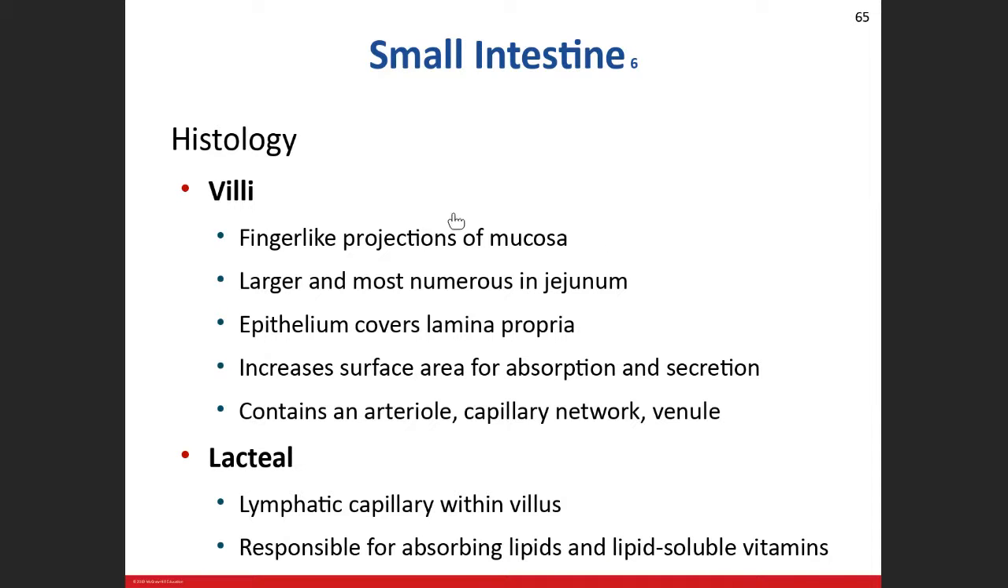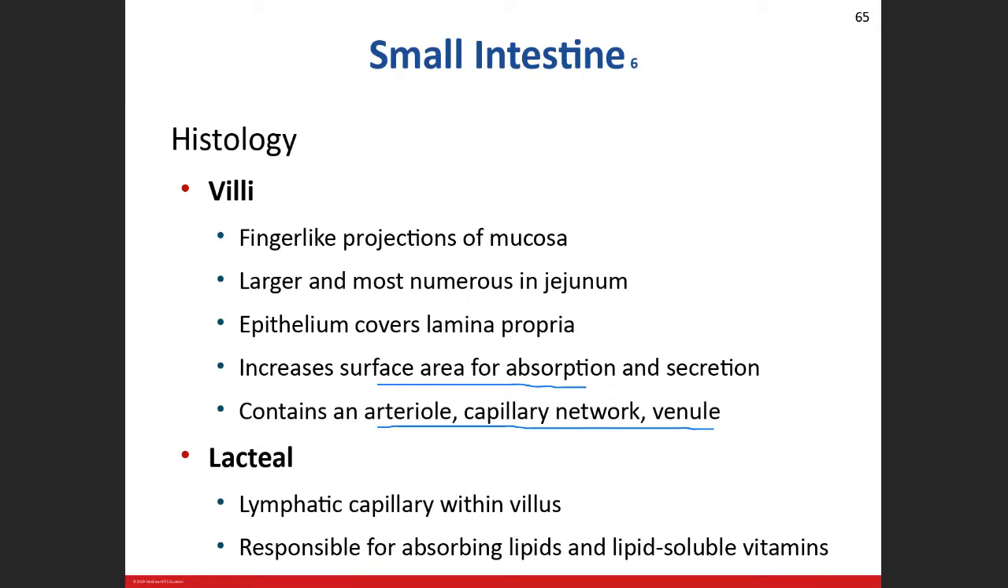Looking at the inside, we have these small little projections from the mucosa. We call those villi, and we'll see quite a bit of these in the jejunum, the middle section of the small intestine. The purpose of the villi is to increase that surface area so we can absorb those nutrients. And in these villi, we're going to see our blood vessels, our arteriole, venule, and capillary network.